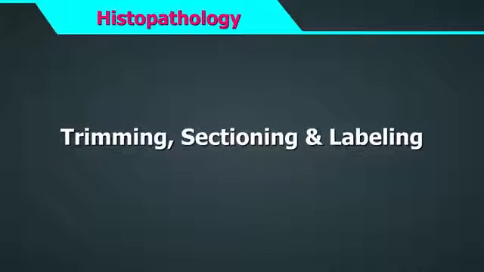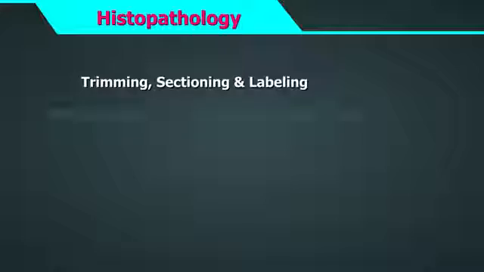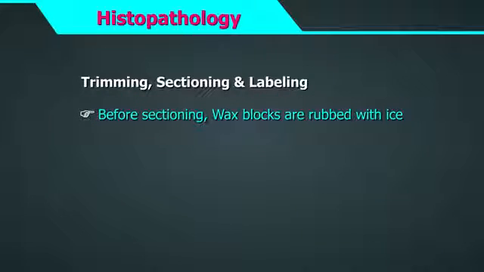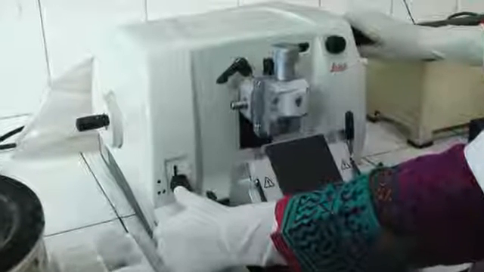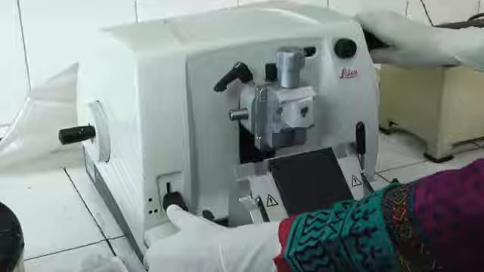Trimming, sectioning and labeling. Trimming is done to remove excess wax from the blocks until tissue is fully exposed. Then, boundaries are cut manually to decrease the size of the section. Before starting the sectioning, the wax blocks with embedded tissue are rubbed with ice. The microtome is used to cut tissue sections 4 to 5 micrometers thick, one tissue block at a time.